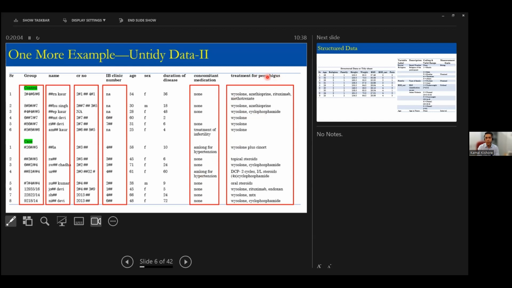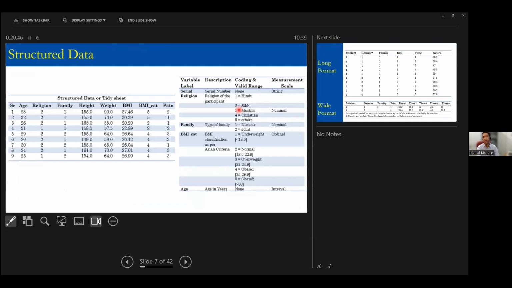Now here, treatment: the patient may get multiple treatments for multiple diseases, or in certain situations may be taking certain drugs. So you want to maintain a record. It is good for record, but not good for analysis purposes. For analysis, you have to make a different column for each drug. Let us say Vesicelon: you write it at the top as the treatment for pemphigus, and then write whether somebody has taken it or not, yes or no. Similarly, azathioprine as the variable name and then yes or no. That's how it has to be, and every variable has to be separate.